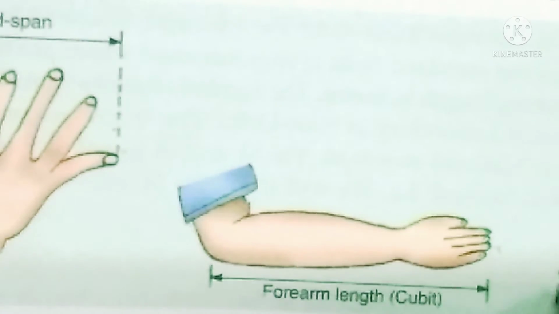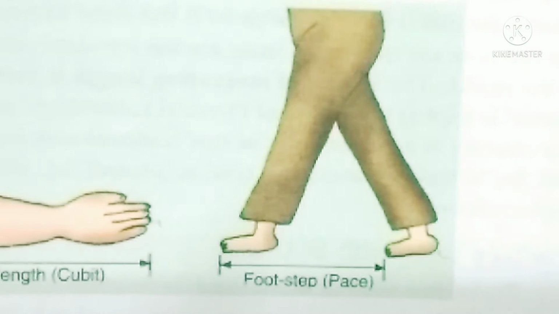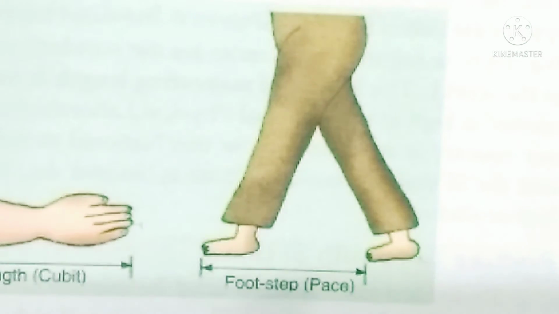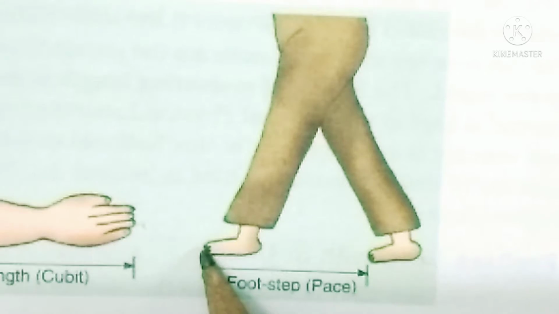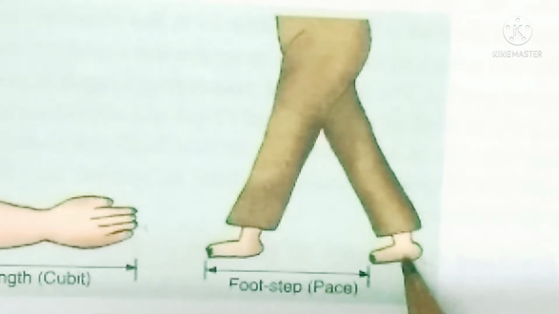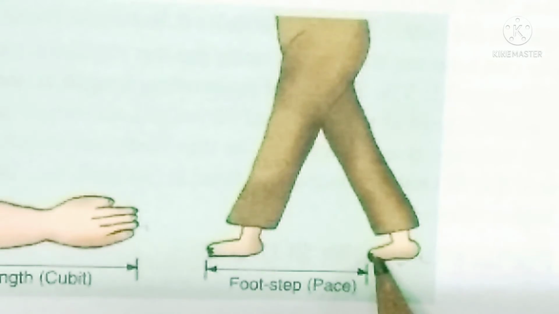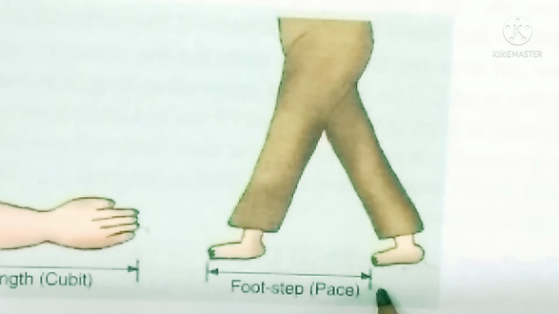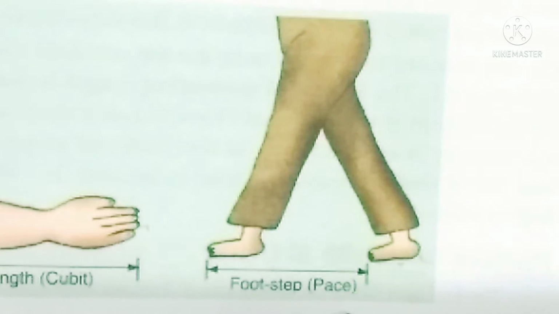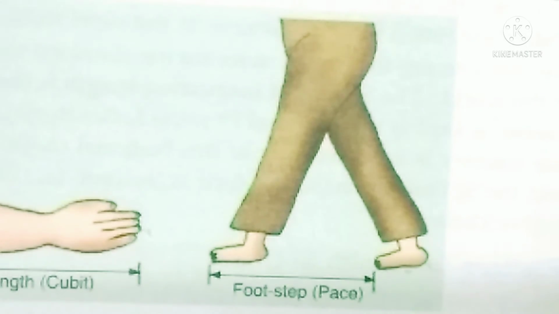Here, this one is another way of measuring with the help of your legs. Also, you can measure. You see, one leg is kept forward and one leg is kept backward. So from the tip of these toes to the tip of those toes, that distance is called footstep or pace. Okay, so these are all different units used in ancient times.